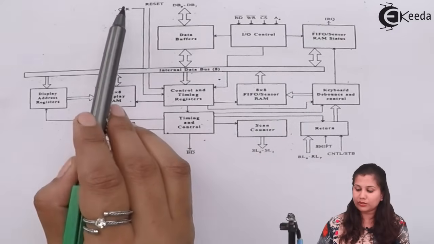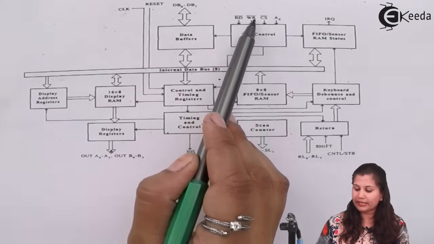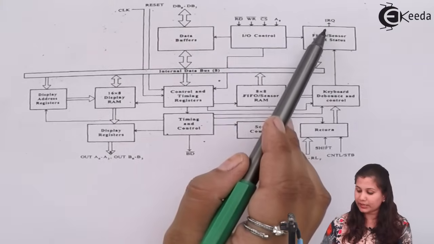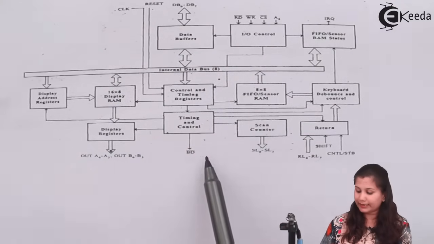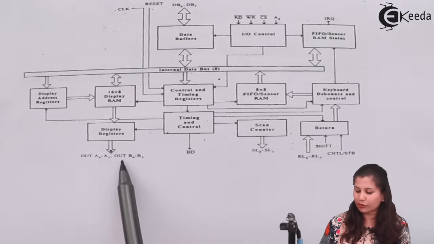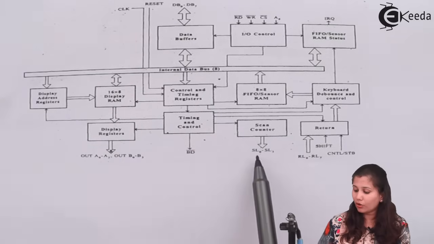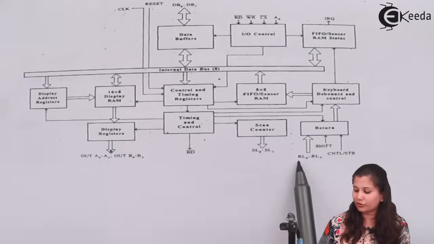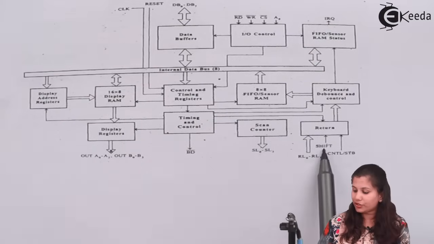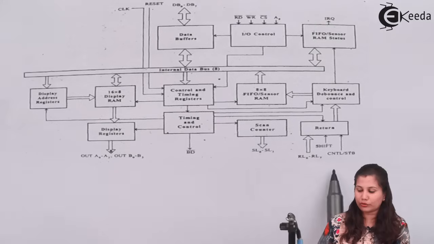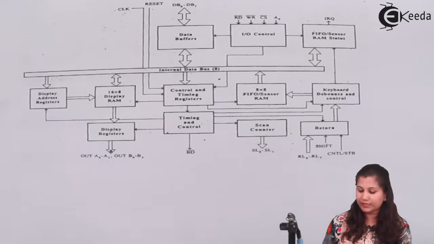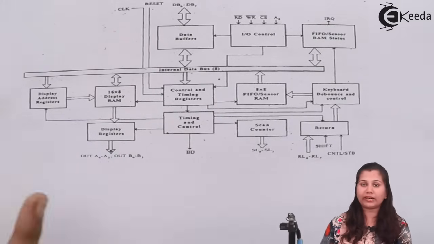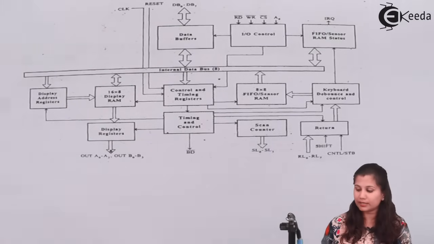We have various signals also like clock, reset, read, write, chip select, A0, and the interrupt request signal. Then we have BD, that is blank display, out A0 to A3 and out B0 to B3. Also we have the scan lines SL0 to SL3 and the return lines RL0 to RL7. Then we have the shift and control strobe lines also. So let us study these blocks one by one. First, we will divide the complete block diagram into 4 sections: the keyboard section, scan section, display and CPU interfacing section.